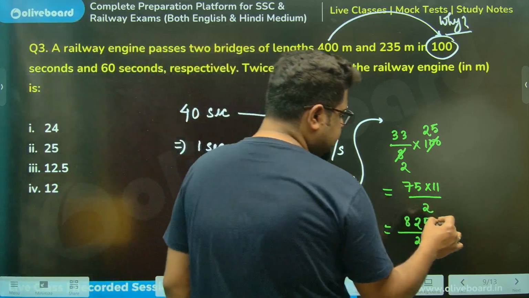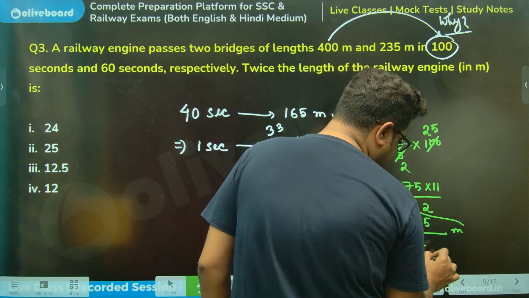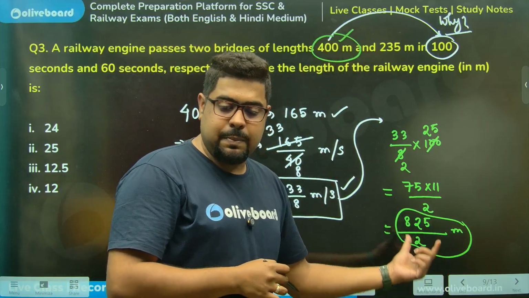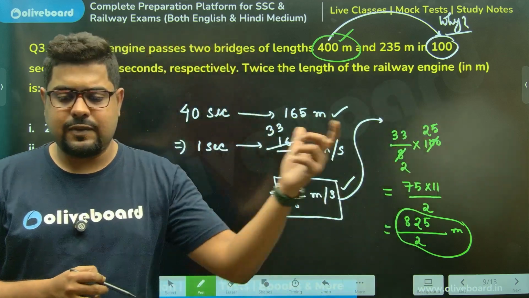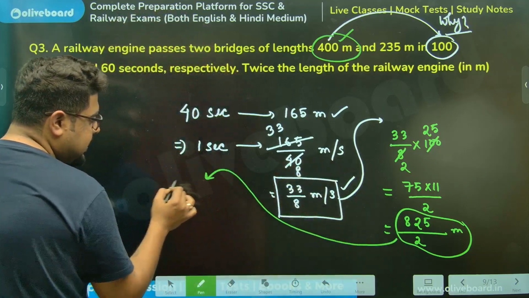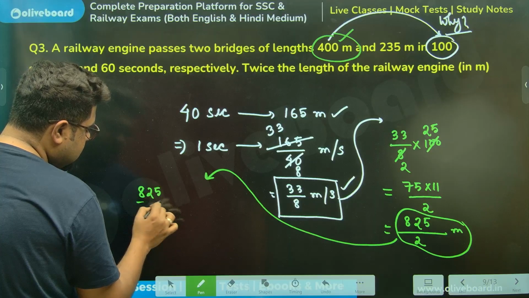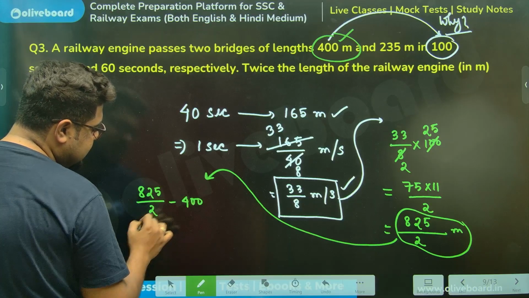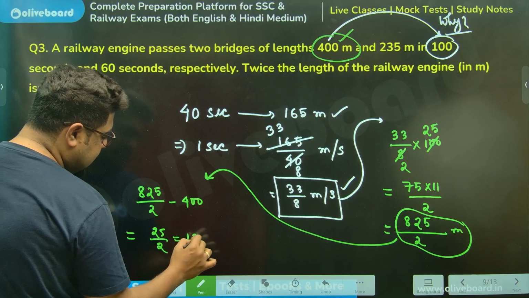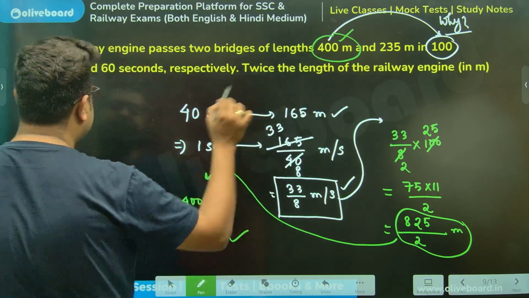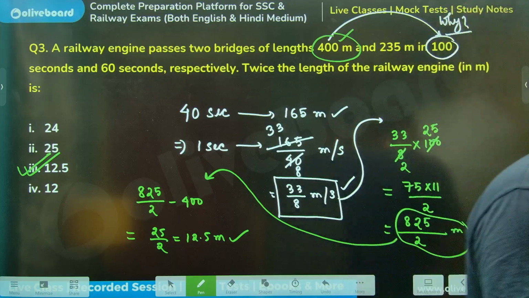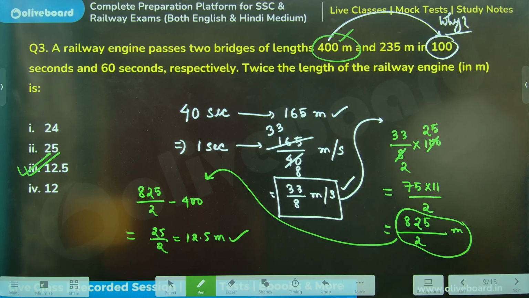This much meters, sir. Out of this much meters, 400 meters is bridge length. Because this distance must be bridge length plus length of the train, or in this case, the engine. So the length of the engine will be 825 by 2 minus 400, which is the length of the bridge, which will be 25 by 2, or you can say 12.5 meters. They're asking in meters only, so option number 3 itself is our correct answer, sir.